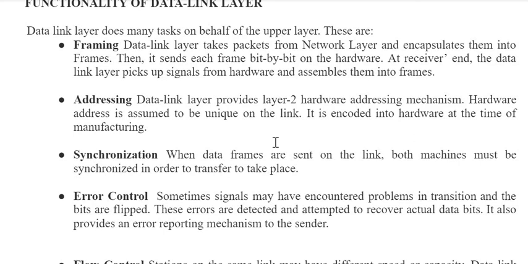Next is synchronization. What is synchronization? Both machines should be synchronized. That is, if I am sending data, then the receiver should be available to receive that data. That is called synchronization. When data frames are sent on the link, both machines must be synchronized in order for the data transfer to take place.